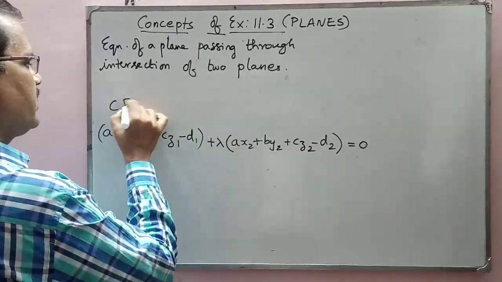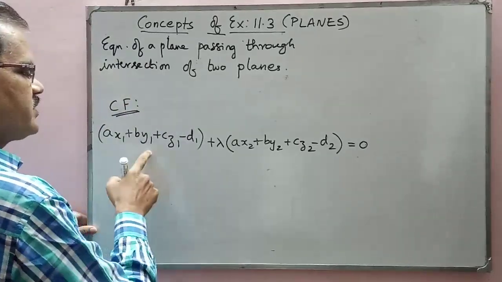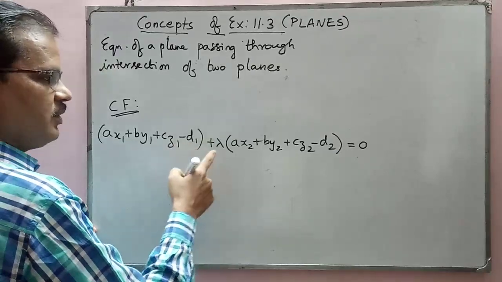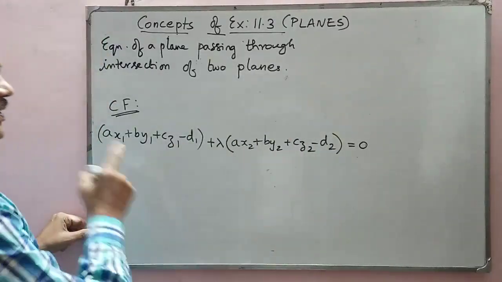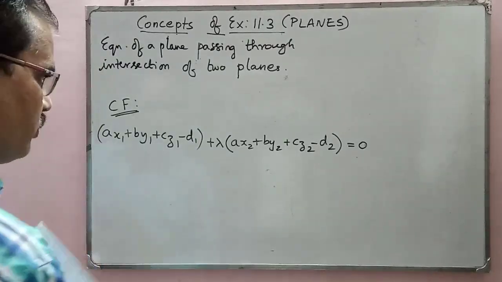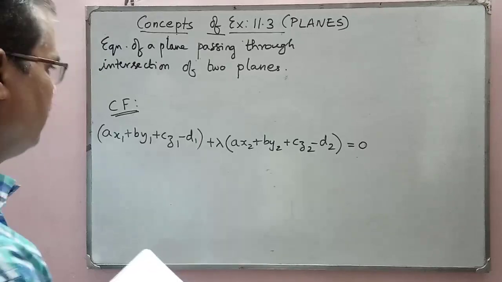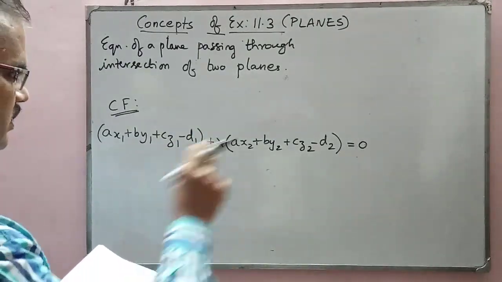We are going to solve the sums using Cartesian form, so I didn't write the vector form. So a1x plus b1y plus c1z minus d1 plus lambda into (a2x plus b2y plus c2z minus d2) equals 0. This equation will help you find the equation of a plane passing through the intersection of two planes, where a, b, c are direction ratios and d is the distance of the plane from the origin.